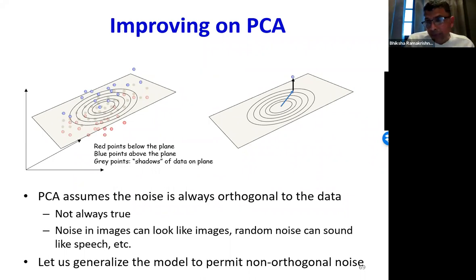So how can I update this model to actually capture reality? Anyone? How can I update it? Any thoughts? What could I do? We're assuming here that the noise is always orthogonal to the principal subspace. What can I do to generalize that?